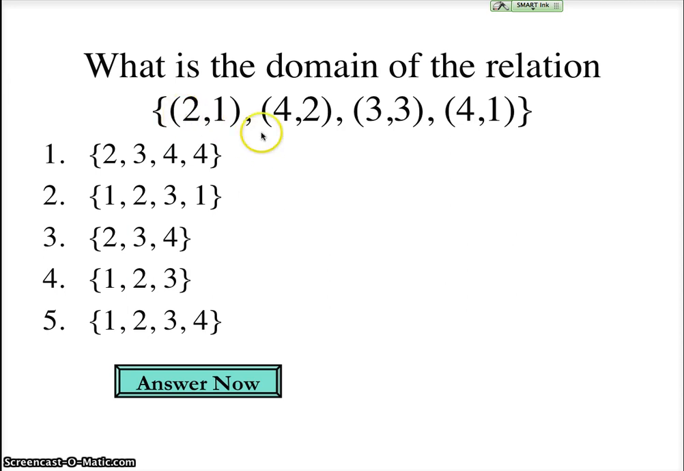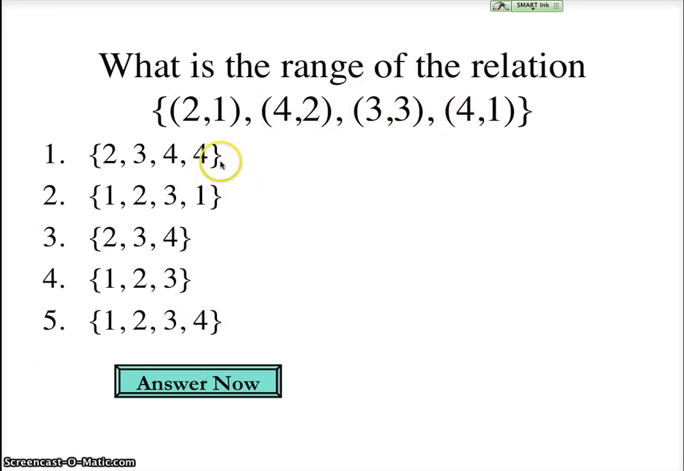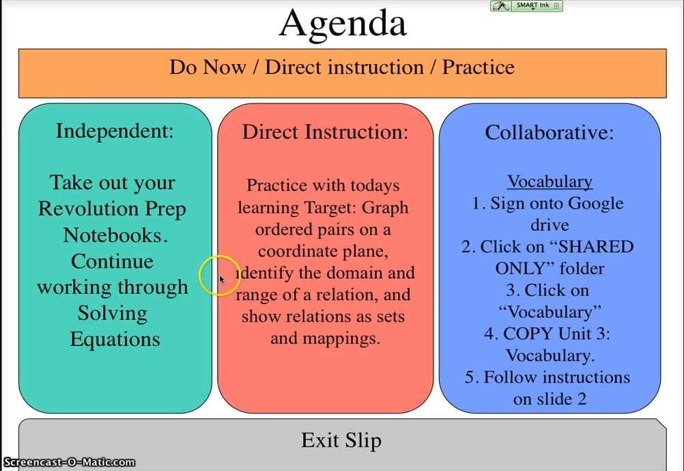So the domain is 2, 4, 3, and 4. So that's going to be number 3. I didn't relist the 4 twice. I didn't pick number 1. Range is the same thing. All the y values go together, and 1 was never listed twice.